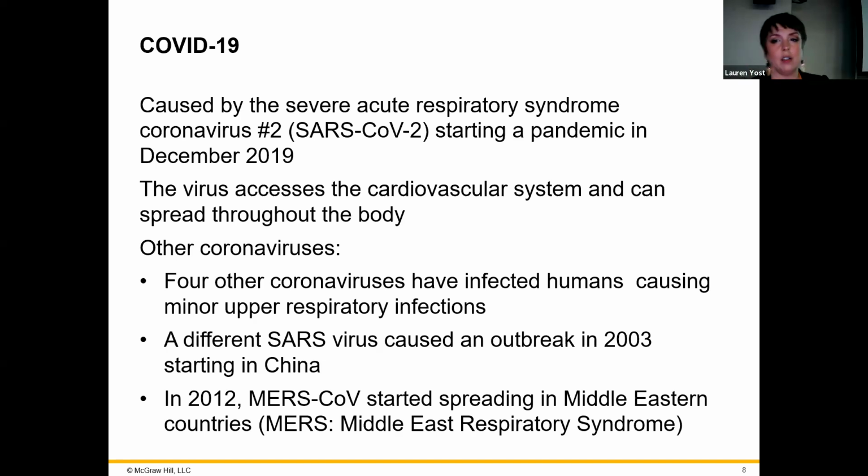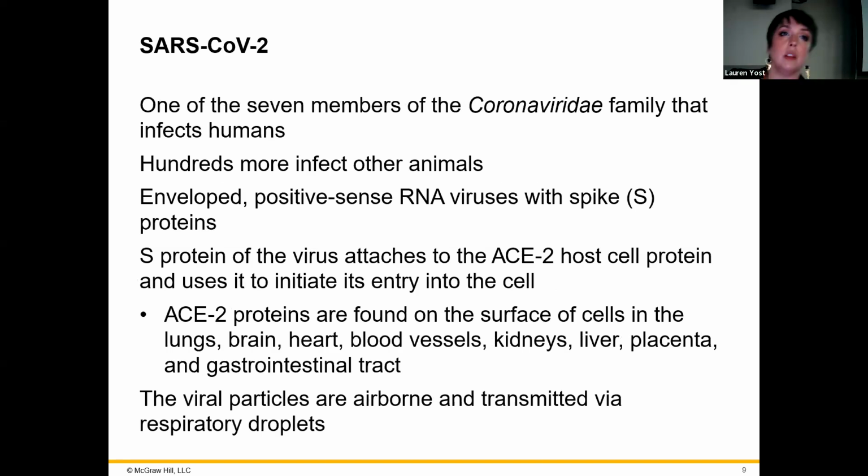So this is a coronavirus, and this one's associated with, we say it is a cardiovascular disease. Even though we consider it to be a respiratory disease, that's how you contract it. It moves throughout all of the cells in the body, and it can infect almost every cell in your body. And so it gets disseminated by your circulatory system because of that. It can infect any cell that has the ACE2 protein on it. And this is found on your lungs, brain, heart, blood vessels, kidneys, liver, placenta, and gastrointestinal tract. So this guy can infect pretty much any of your cells in your body.